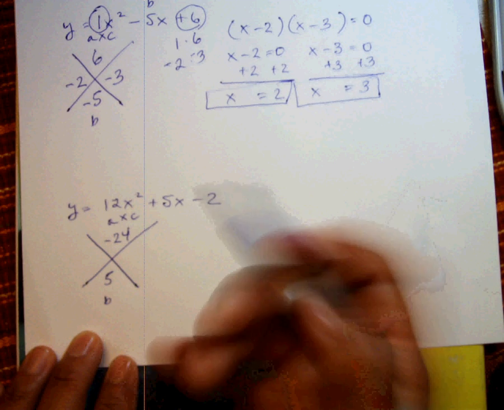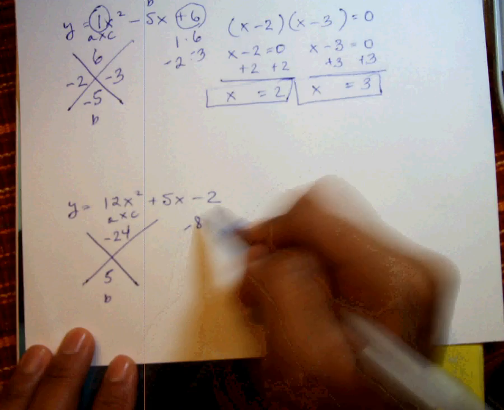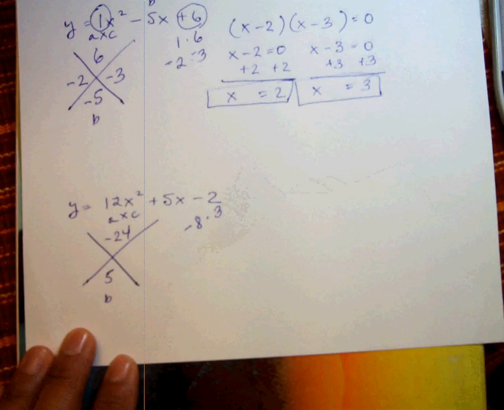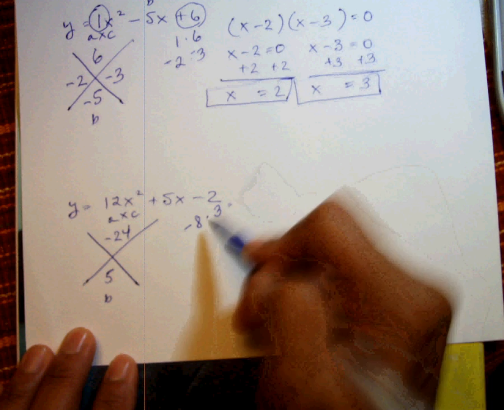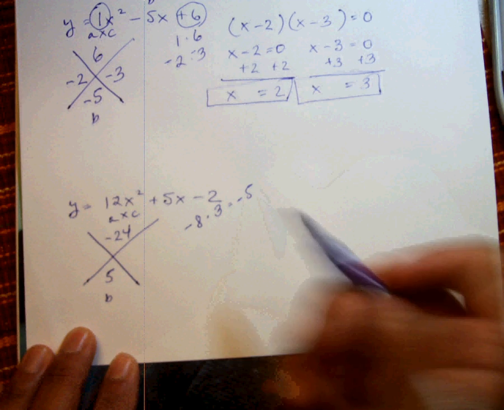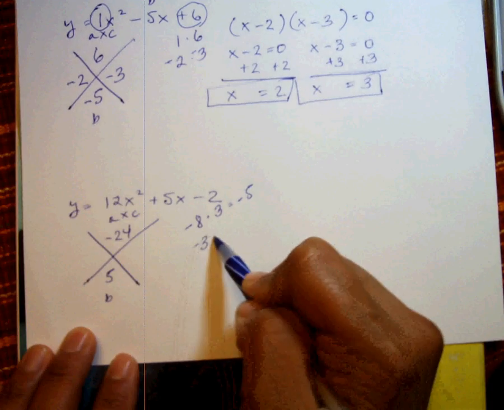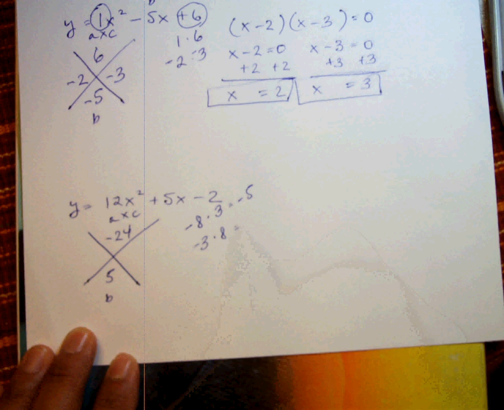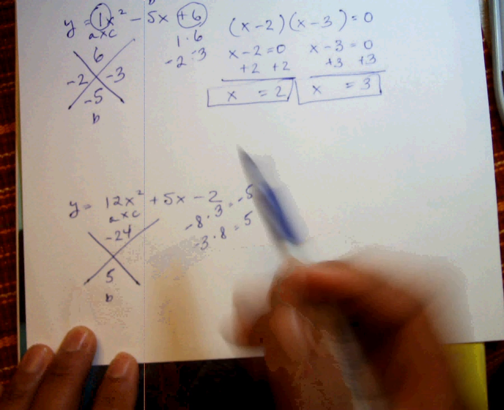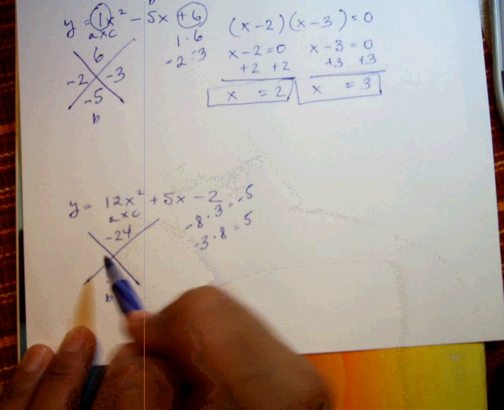Well, let's see. Negative 8 times 3. Well, negative 8 times 3 is negative 24, but they add up to negative 5, so it will not work. Okay, let's try another one. Negative 3 times 8. Well, that's a positive 5. It works. Okay? But make sure, since your leading coefficient is greater than 1, I'm going to put two fractions here.